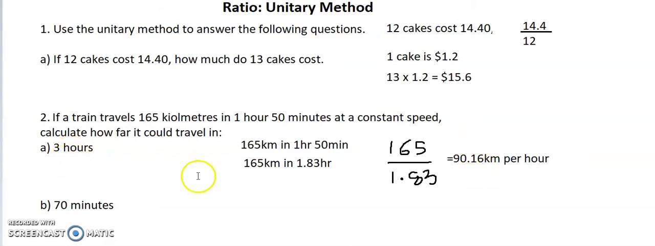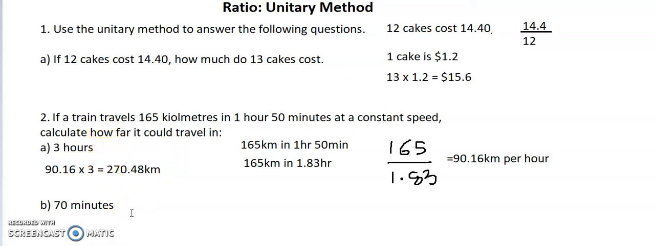But we are traveling 3 hours. So all I need to do is go 90.16 per unit times by 3 hours. And that will tell me how much I've traveled, which is 270.48 kilometers.